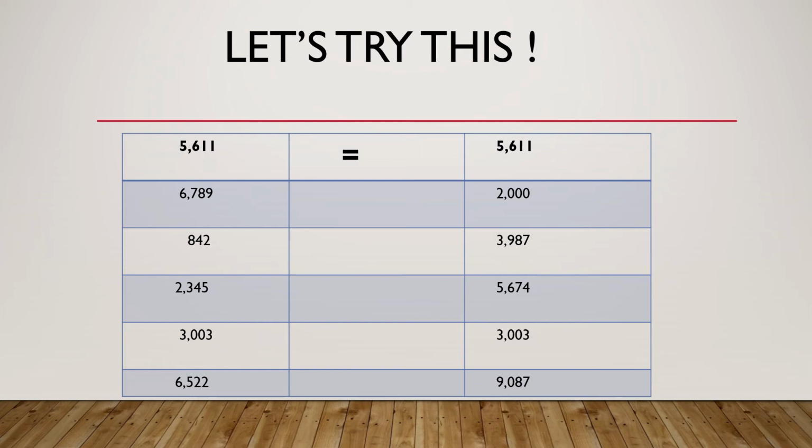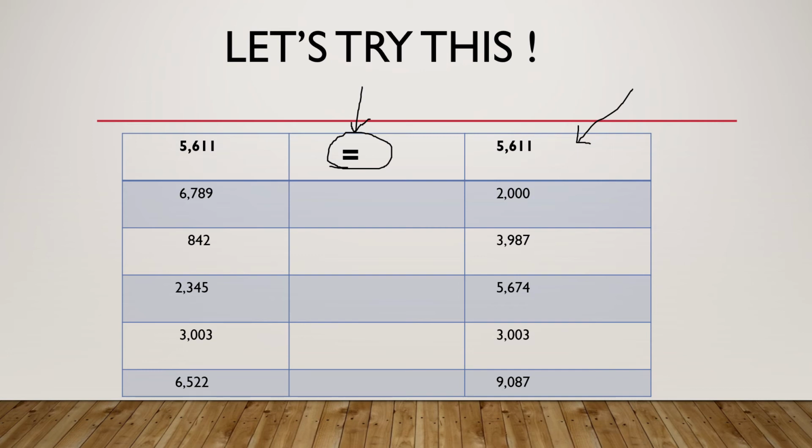5,611. And the number on the right hand side, as you can see, is the same number. So what do we use? We use the equal to sign because 5,611 is equal to 5,611. So we use the equal to sign over here as you can see. Now let's look at the next number.